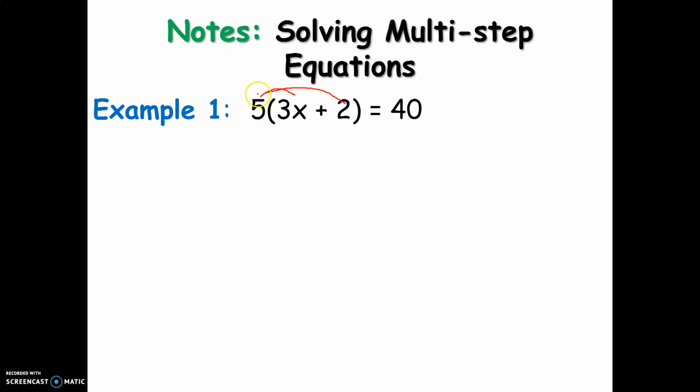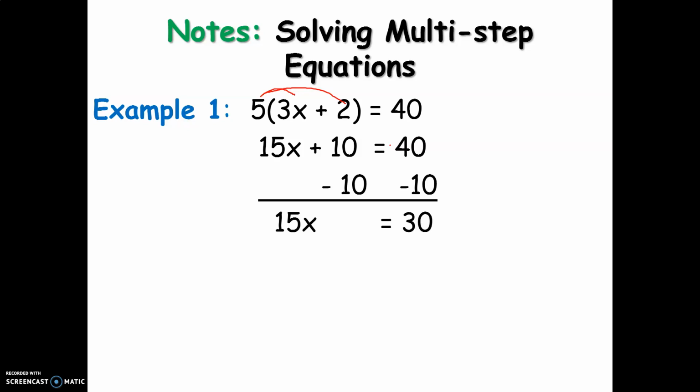So our first step here is to distribute the 5 to the 3x and 2. 5 times 3x is 15x, and 5 times 2 is 10. Now we have a two-step equation. Our objective is to get the x by itself. We start by removing the plus 10, by subtracting both sides of the equation by 10. This becomes 15x is equal to 30.